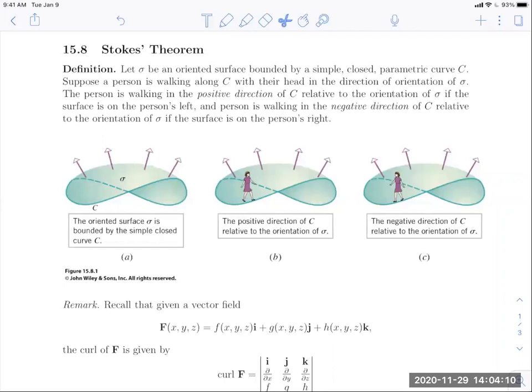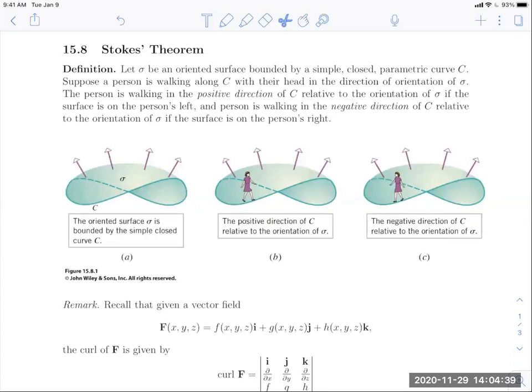The person is walking in the positive direction of C relative to the orientation of sigma if the surface is on the person's left, and the person is walking in the negative direction of C relative to the orientation of sigma if the surface is on the person's right. I think this picture, which is taken from the textbook, figure 15.8.1, is really illustrative of what we mean by positive and negative direction.